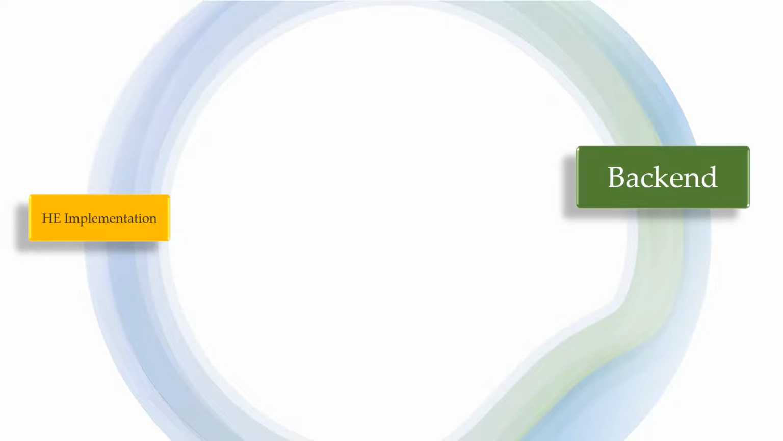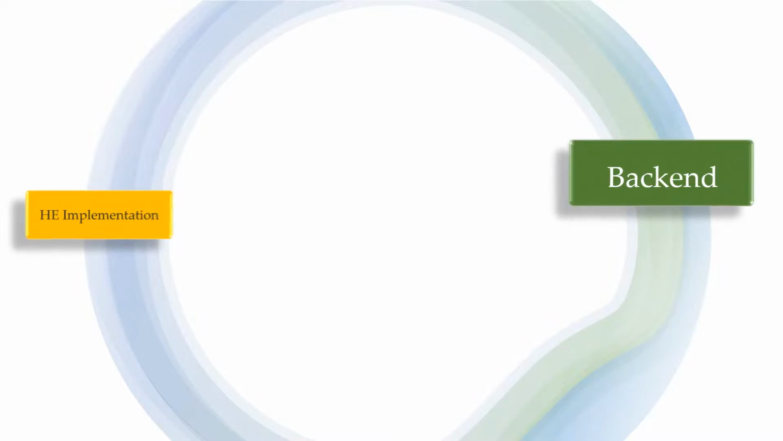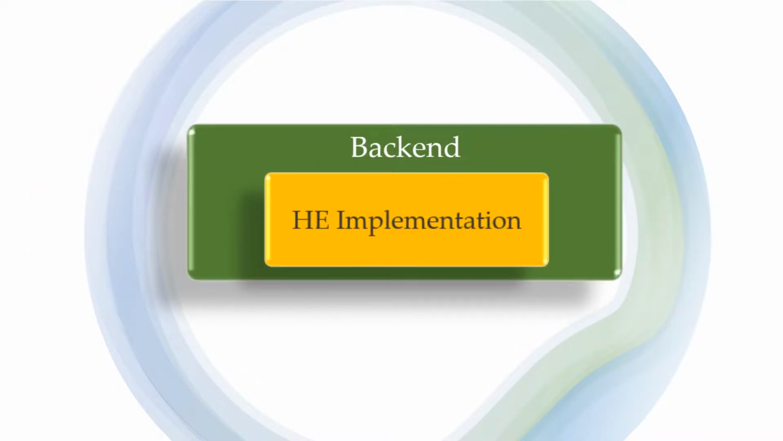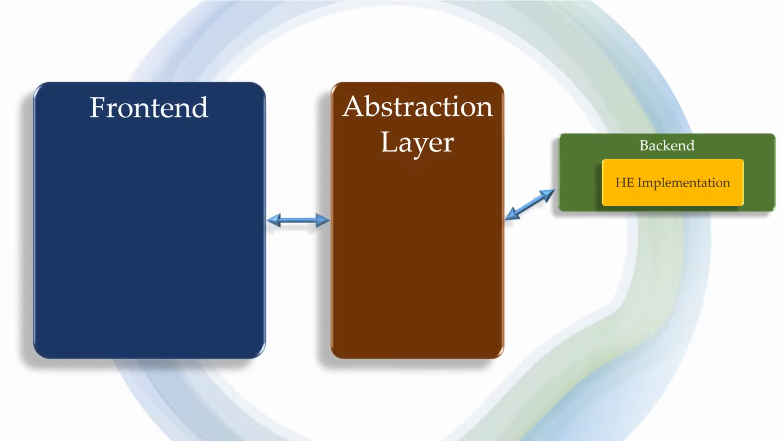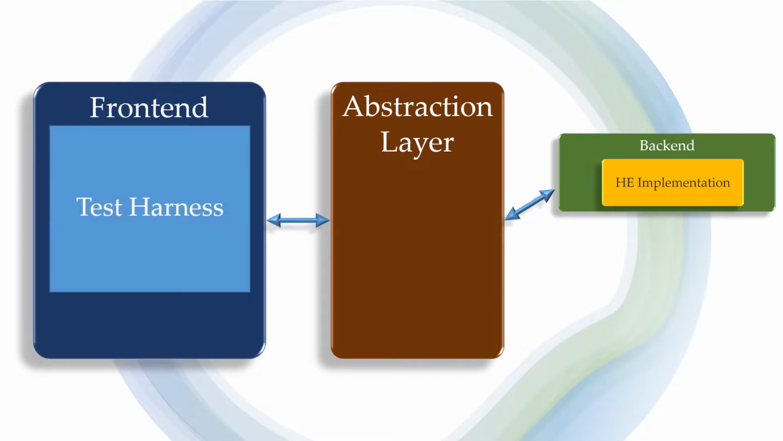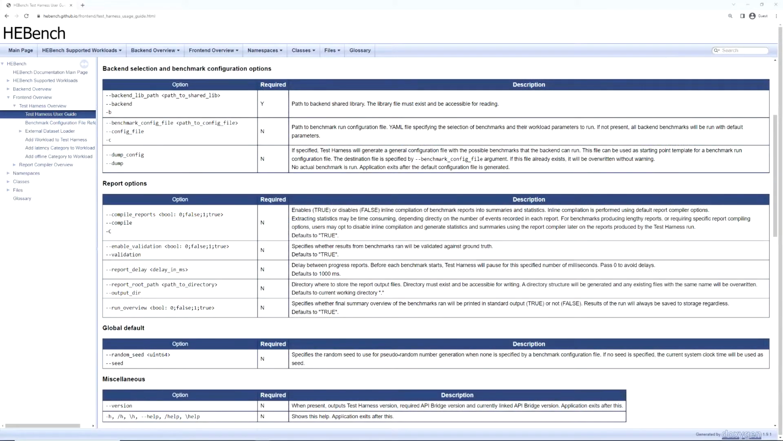To benchmark a homomorphic encryption implementation, it must be contained in an HEBench backend. Once ported, running the benchmark is very simple. Your main tool for running the test will be the test harness application. This application is included with the HEBench frontend and has a long list of options to aid users in testing their backends. However, we'll only be focusing on a small subset of these options.